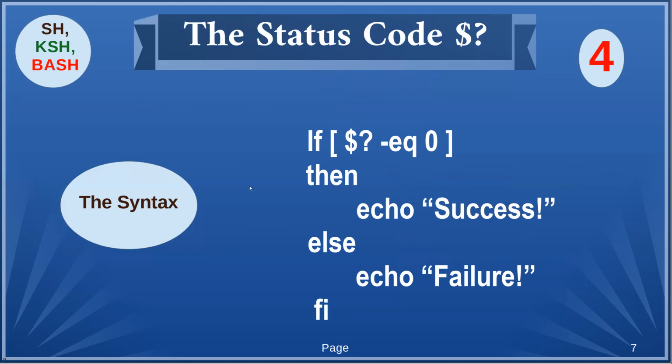And then the dollar sign question mark is always used on Bourne shell, Korn shell, and bash. If the dollar sign question mark is equal to zero, it means the previous command succeeded, otherwise it failed. So any non-zero value is a failure. For the C shell, it is dollar sign status, but we're talking about Bourne shell, Korn shell, and bash. So that's why the status code is dollar sign question mark.